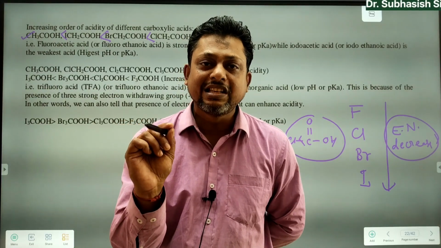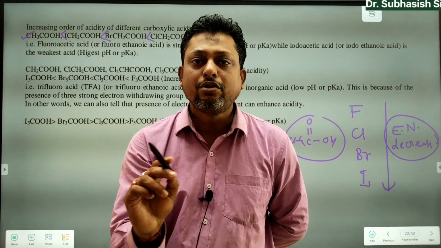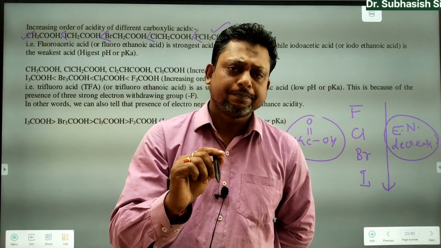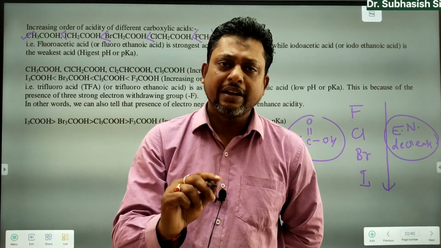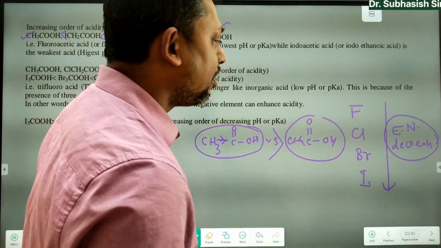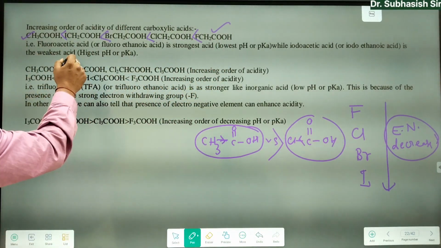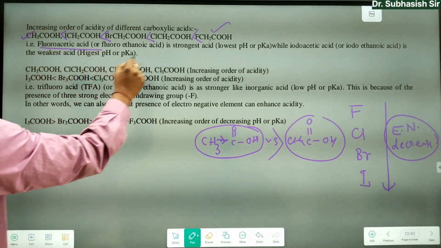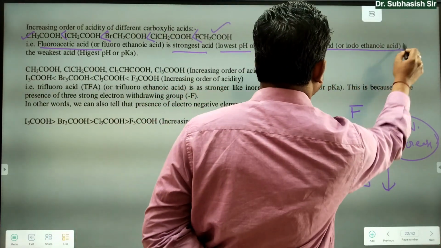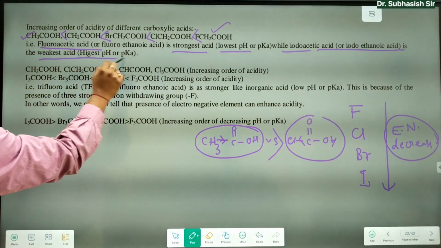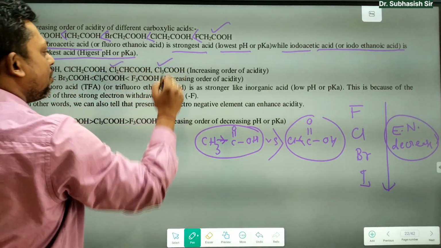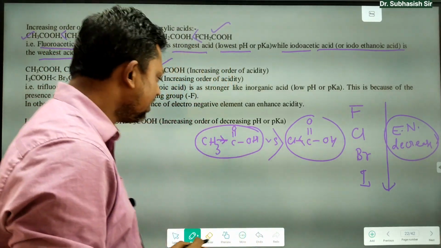What do you mean by increasing order? Increasing order means from low to high. For example, 1, 2, 3, 4, 5, 6, 7, 8, like that. So the lowest value will be first and the highest value will be last in case of increasing order, right? That's why I have written here that fluoroacetic acid is the strongest acid with lowest pH or pKa, while iodoacetic acid is the weakest acid and highest pH. Similarly, if the number of chlorine atoms is more, then acidity will be stronger.